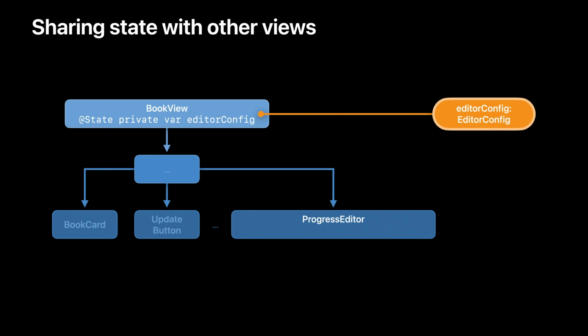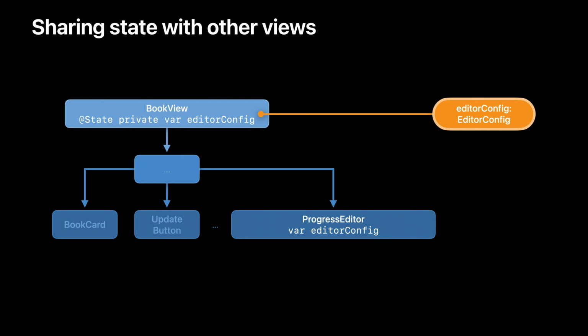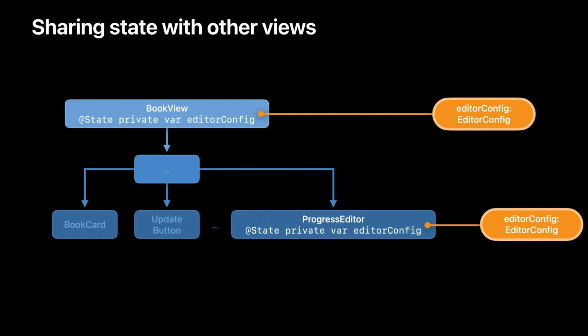Suppose we just pass the editor config down to the progress editor as a regular property. Because editor config is a value type, Swift would make a new copy of the value. Any changes that progress editor made to the note or the progress would only change this new copy, not the original value that SwiftUI is managing for us. So this doesn't allow progress editor to communicate with book view. What next? What if we gave progress editor its own state property? That seems like it might be what we want. It tells SwiftUI to manage a new piece of data for us. Sadly, this is also wrong.